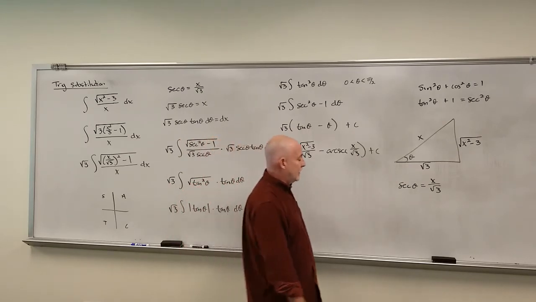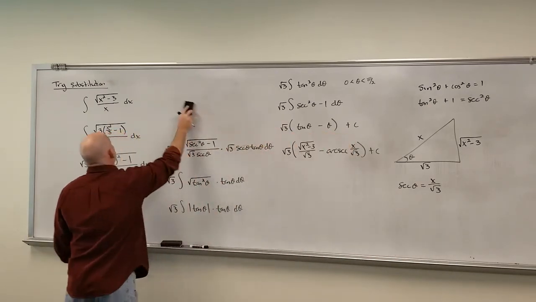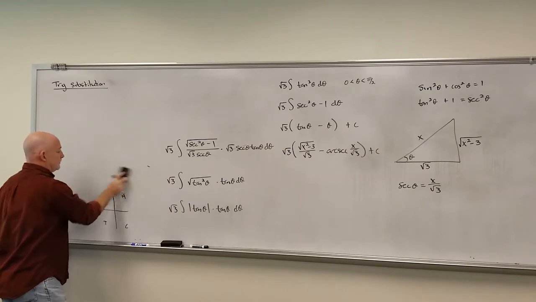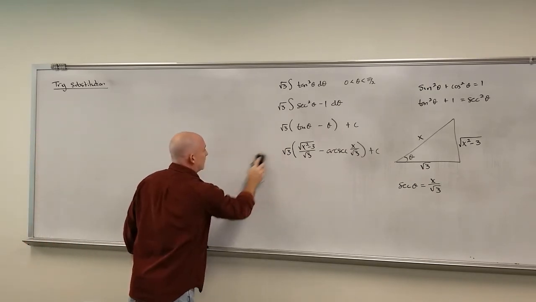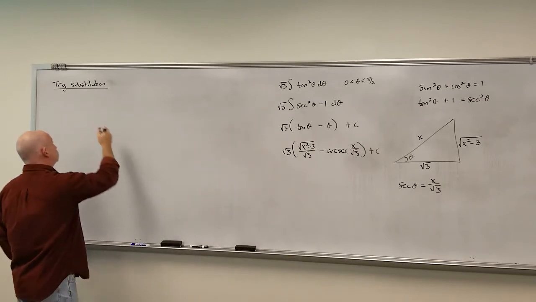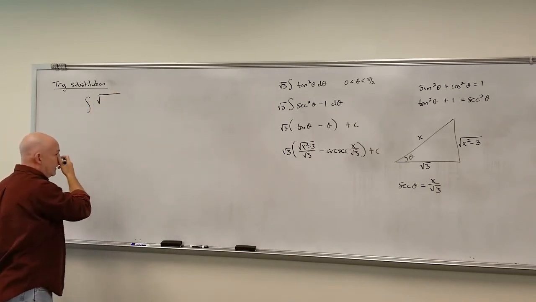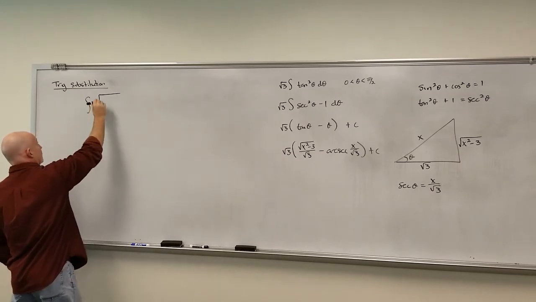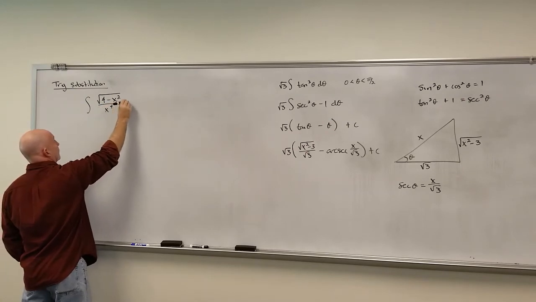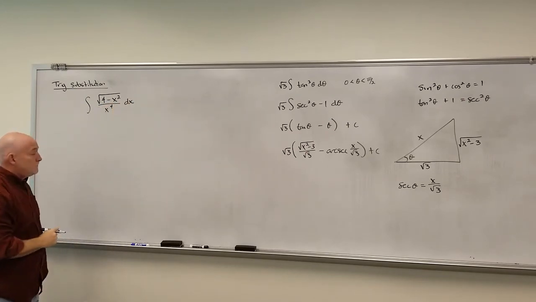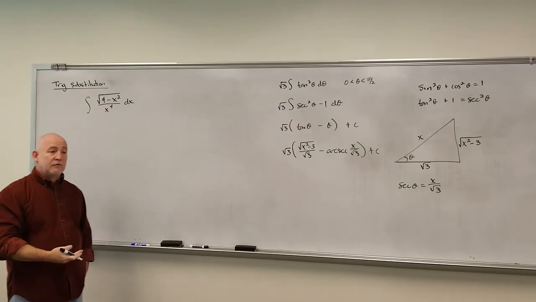All right, let's take a look at maybe one more here. We're running a little long, but that's okay. Let's integrate the square root of, let's keep the numbers easy, 4 minus x squared all over, say, x to the 4th. All right, like always, the directions here would just be integrate.